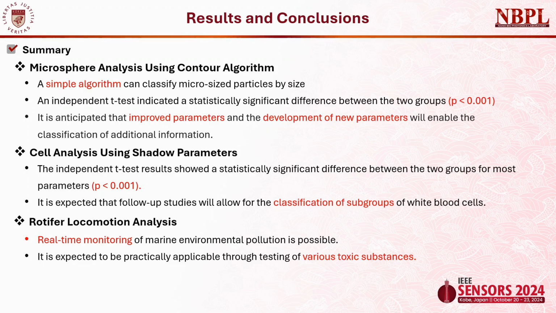Now, this is a summary. The simple algorithm classifies micro-sized particles with significant difference. With improvement, it will enhance classification, and a significant difference between groups was found. Future studies may classify white blood cell subgroups. And in the locomotion of rotifers, real-time monitoring of marine pollution is feasible and will be tested for various toxic substances.